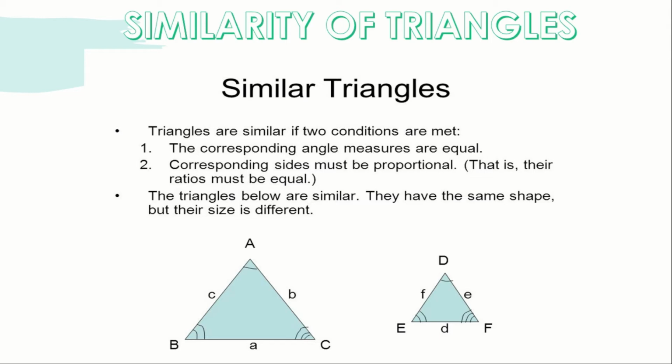Here, AB by DE is equal to AC by DF is equal to BC by EF. If this is the case, then the two triangles are said to be similar. So these two conditions are very, very important.